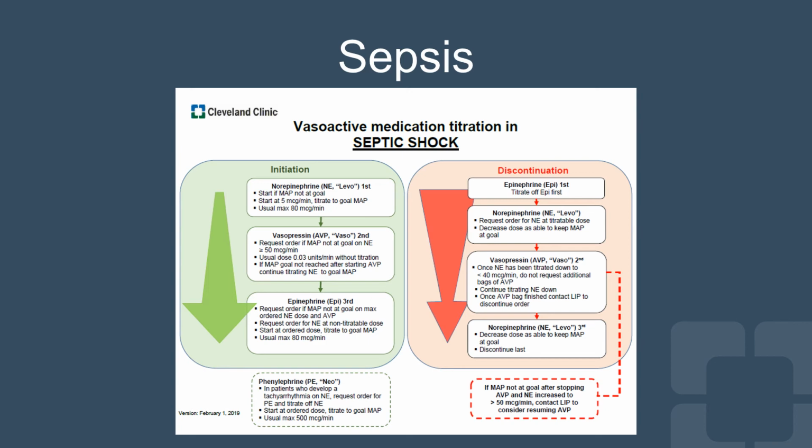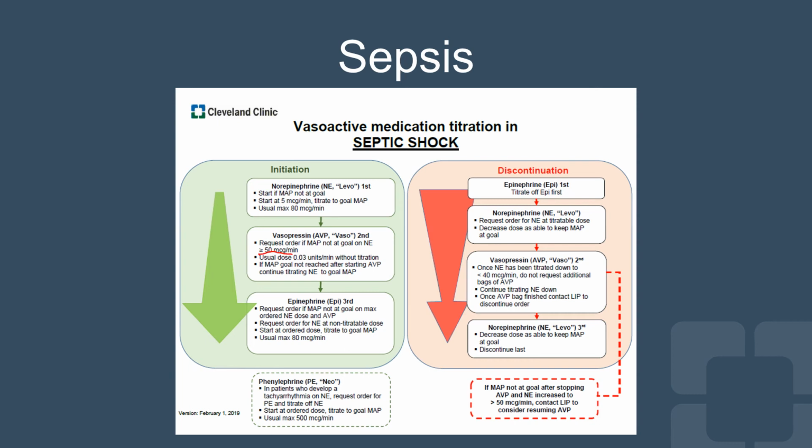Lastly, I wanted to bring up this flowchart that we have for vasoactive medication titration in septic shock, because this is the most common indication for utilizing these vasopressors that you'll be using. So with septic shock, norepinephrine is our first line agent. We can see as we go down this chart, we start our norepinephrine and try to achieve that MAP goal. If we don't achieve that MAP goal, we can increase up to around 50 mics per minute of norepinephrine.